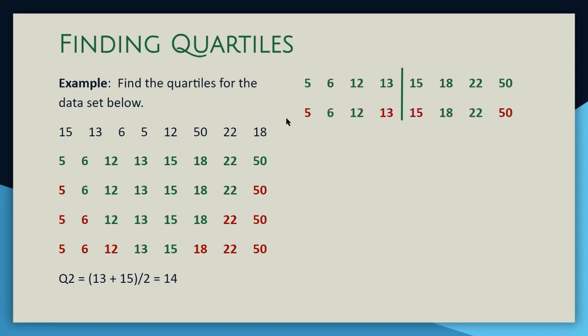Using that same process, we cross off the outer edges to work towards the middle, and in both cases, 2 middle values. So 6 plus 12 divided by 2 is 9. So my first quartile sits here. And then 18 plus 22 divided by 2 is 20. So my third quartile sits here. And you'll notice that gives me 2 values in the first chunk, 2 in the second, 2 in the third, and 2 in the fourth. So those quartiles do divide my data into 4 equal chunks.